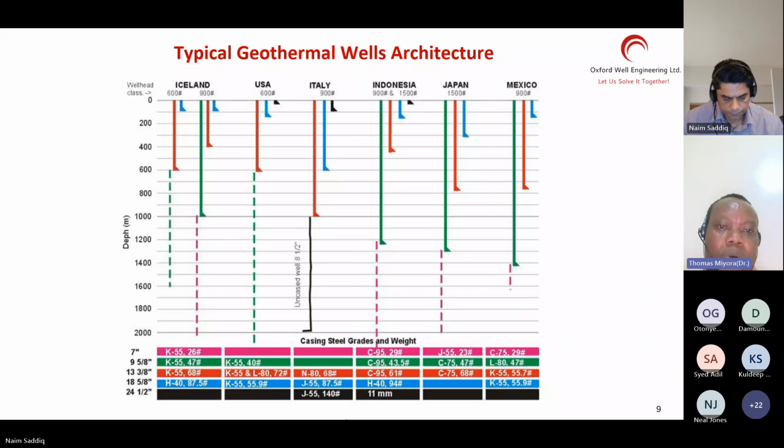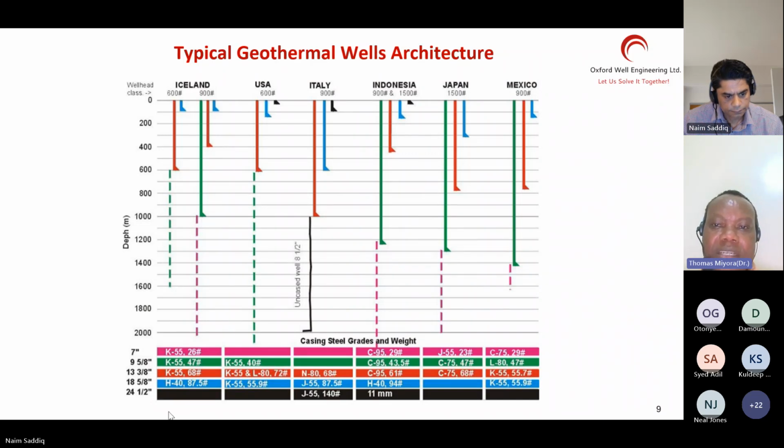Now, if we look at the cross-section in the world, the kind of casing architecture that they choose, in Iceland, they usually have both large diameter and regular diameter. That is a 12.25 inch production hole and an 8.5 inch production hole. Depending on the characteristics of the field, they choose either of the two. In the US, they usually have large diameter holes for most of their geothermal wells, but of course they also have regular diameter wells.